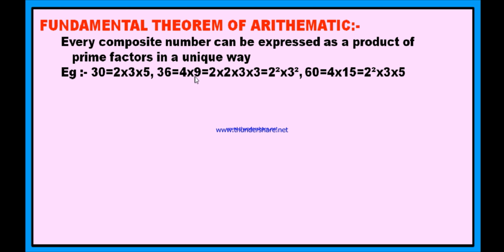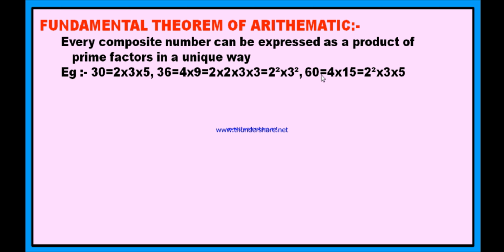Similarly, look at 36. You can write 36 as 4 into 9. This 4 is 2 into 2, and this 9 is 3 into 3. 2 into 2 is 2 square, and 3 into 3 is 3 square. Therefore, you can write 36 as 2 square into 3 square. You can write 36 as the product of prime numbers in only one way.